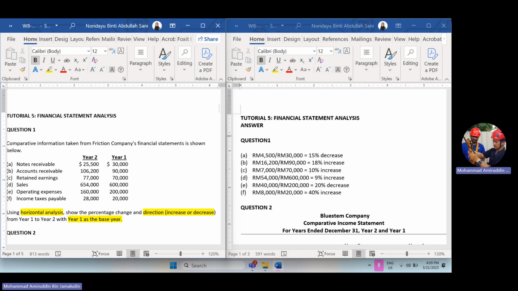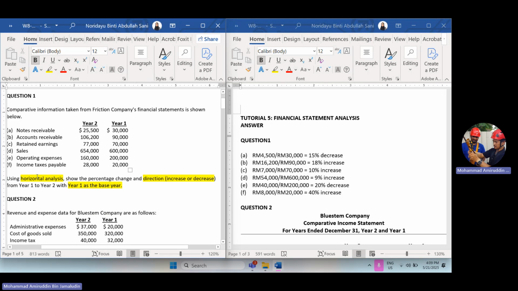Okay. All right. The first question is on the horizontal analysis, right? You have been provided with 2 years data of this company. The list of the balances are provided. We need to show the percentage change, the changes. So when you say change, of course, from one point to another, meaning year 1 and year 2, we have to compare, right? And then the direction is a pattern, okay? Whether it's being increased or decreased from year 1 to year 2.